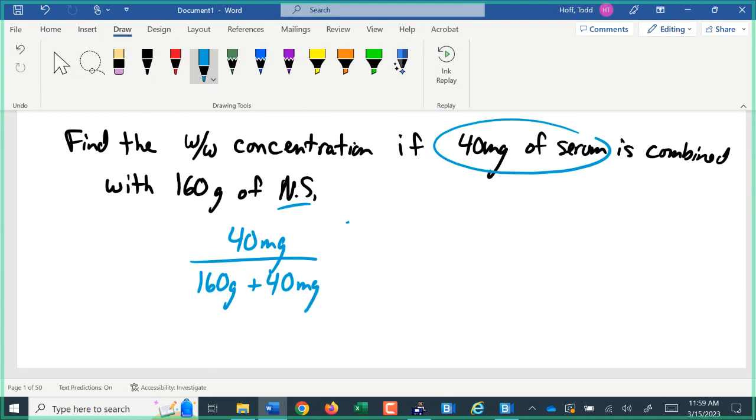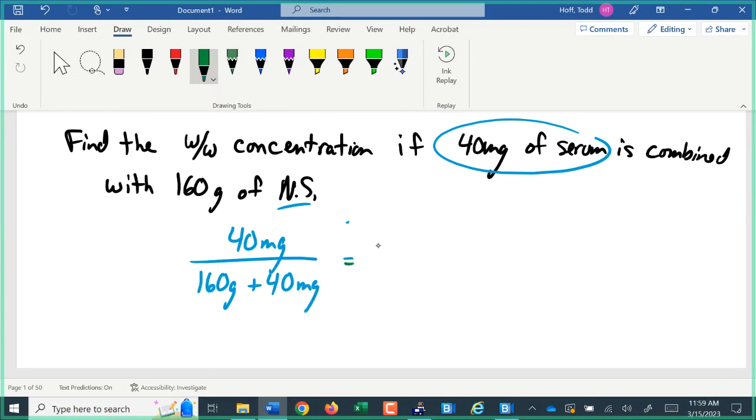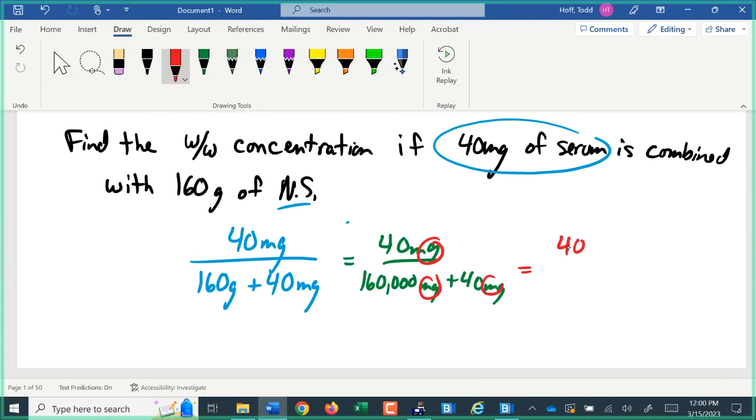So on top, I have 40 milligrams still. I need to change this 160 grams to 160,000 milligrams plus the 40 milligrams. So now we all have the same unit of milligrams, so we can cancel those out. This is 40 over 160,040.